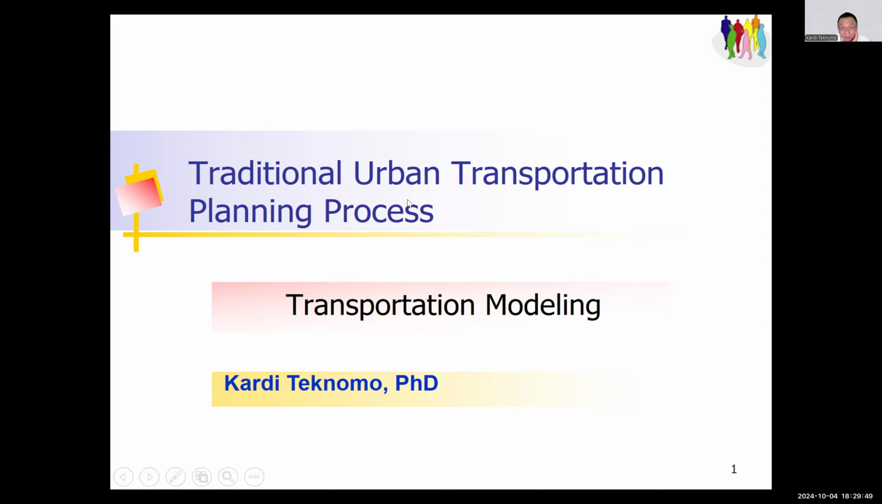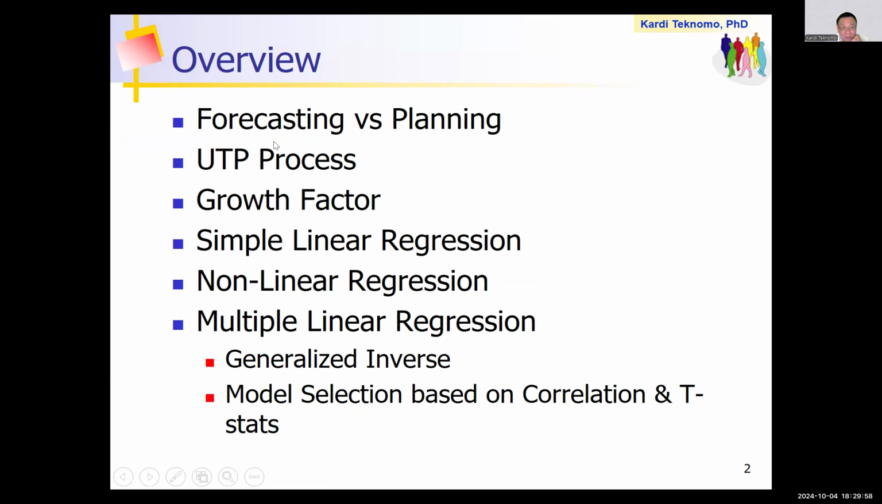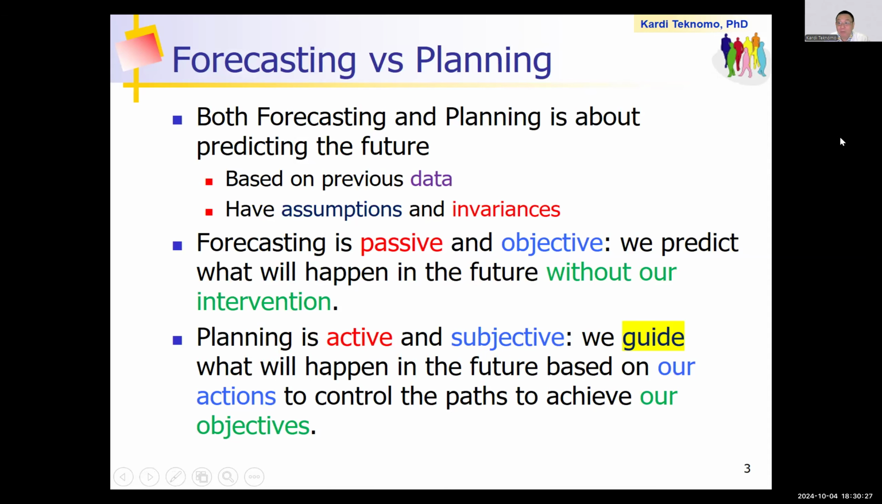Let's start. This is the traditional, the old model, so still classical, maybe. These are the topics that we will discuss in this slide. What's the difference between forecasting and planning? Urban transportation planning process. And then we start with simple forecasting. This includes simple linear regression, non-linear regression, and multiple linear regression. And again, we will discuss the scenarios eventually.